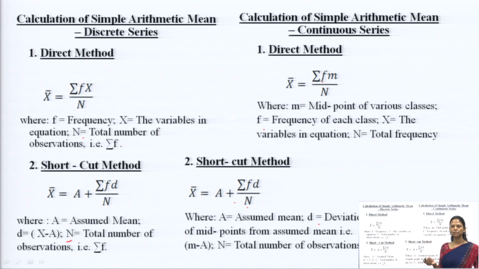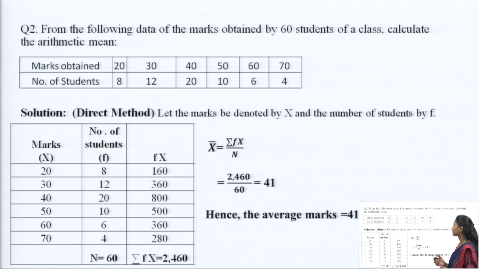So, there is a slight change in the formulas, but when we do the question, you can make out the change. The question says, from the following data, the marks obtained by 60 students of the class, calculate the arithmetic mean. Marks obtained are 20, which is obtained by 8 students.